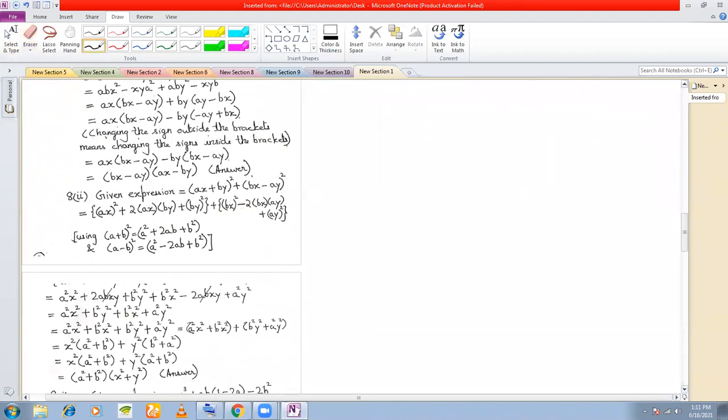This one, interesting one, 8-2. Given expression here is (ax plus by) whole square plus (bx minus ay) whole square. Now this is a plus b, this is a plus b, and this is a minus b. So we'll expand first by a plus b and a minus b. Although there are two terms, you cannot take anything common between these two, right? These are two different terms.